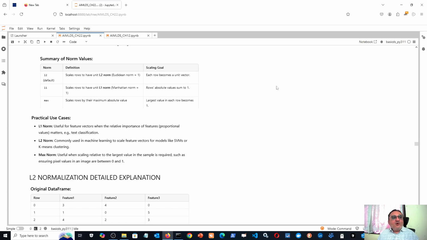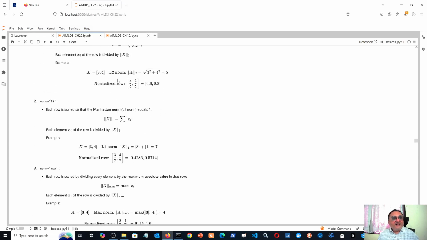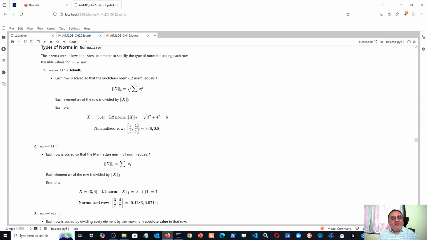So what is the scaling goal for each? That is important. This definition I have already explained. But in L2 normalization, each row becomes a unit vector. If you see this, it will be under the root 3 by 5 whole square plus 4 by 5 whole square. That is the magnitude of this. Let me calculate that, and it will be 1 unit.